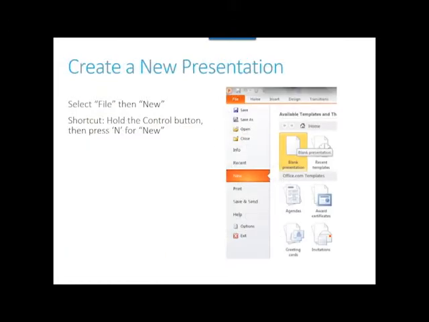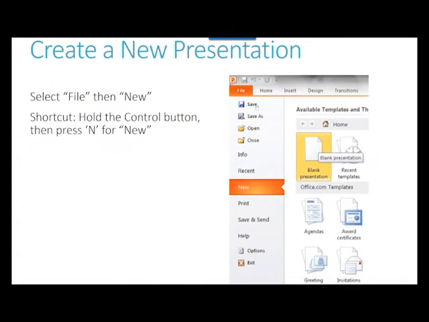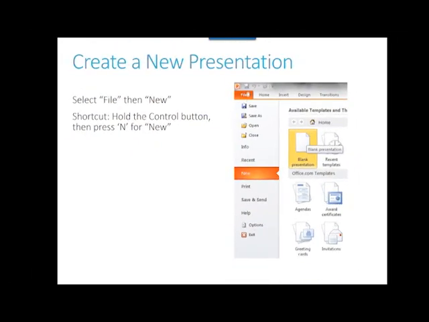So first of all, we're going to start with how to create a new presentation. If you go on Microsoft PowerPoint, the first thing you can see is lots of tabs on the top. The first tab is called the File tab. When you select File, then New, you can easily see Blank Presentation. The shortcut for this is Control N. If you press Control and N together, then you will have a new presentation by default.